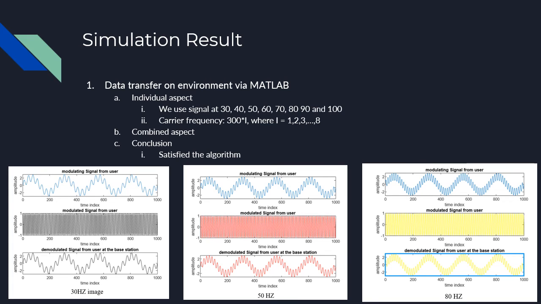And in this slide, I'm going to introduce the FDMA modulation simulation result. To do the experiment, we have 8 different signals, which are 13, 14, 15, 16, 18 to 100. Also, we have carrier frequencies at 300, 600, 900, 1200 and extra. For convenience, I only picked 3 signals for the presentation. These 3 are 30 Hz, 50 Hz and 80 Hz.